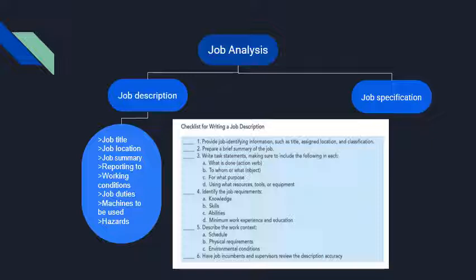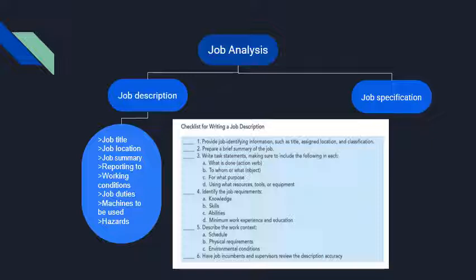Collecting the job information would have specific steps. First is to determine the purpose, identify jobs to be analyzed, explain the process to employees, collect job analysis information, organize the information into job descriptions and job specifications, and review and update documents frequently. Note that the job description and specifications must be valid, accurate, and job related.